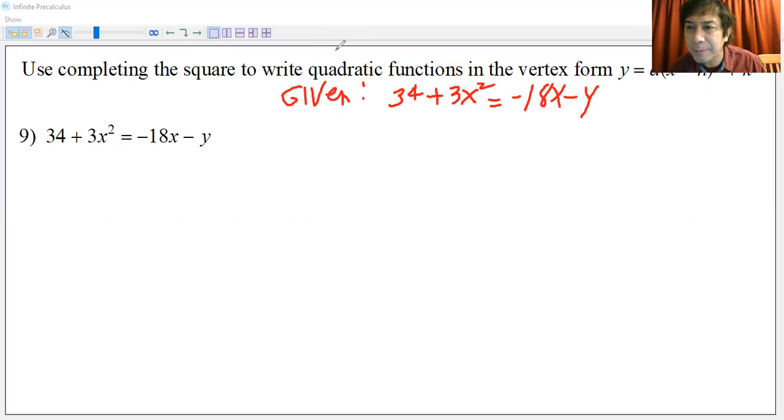Now, if we do some transposition, that means we will shift terms from left to right and terms from right to left, changing the signs every time we do that. So let us move the y to the other side. So if we shall start with the word transposition.